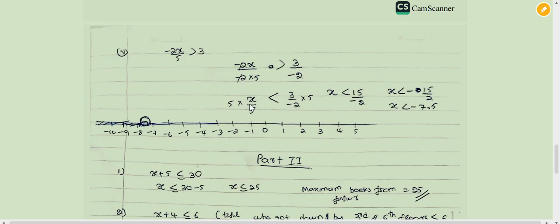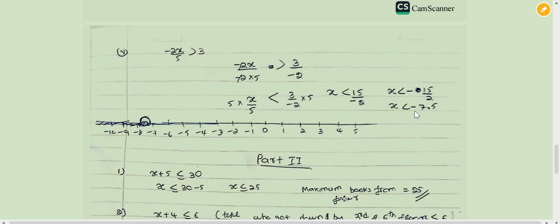After that you can multiply both sides by 5 to cancel the divide by 5. When you multiply by 5, this 5 is multiplied with 3, and 5 multiplied by 3 is equal to 15. And the 5 is cancelled and x is alone on the left side. So x is only less than, not equal, because there is no equal sign, 15 divided by minus 2. So minus 15 divided by 2 equals minus 7.5.